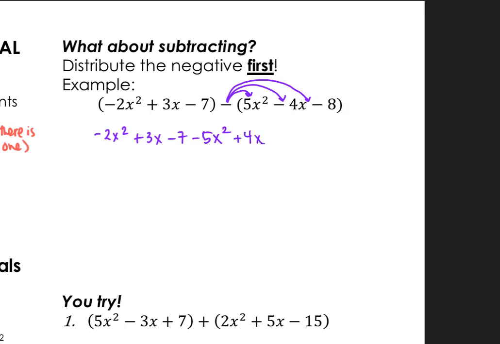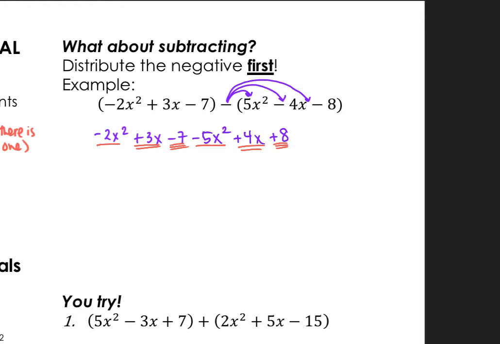And it was negative 8, so now it's plus 8. So once you do that, now we can identify our like terms. So I have a negative 2x squared, negative 5x squared. I have a 3x and a negative 4x, and a positive 4x, and a negative 7 and a positive 8.